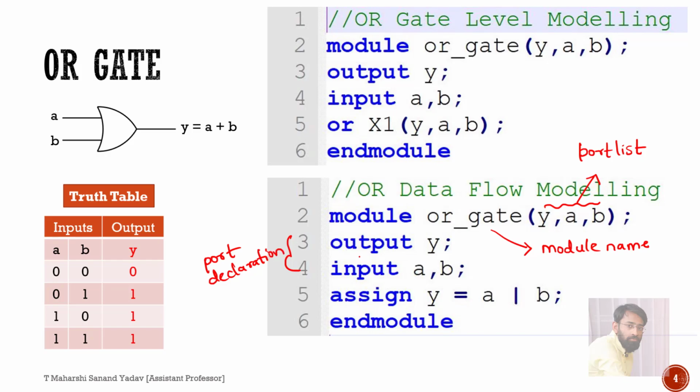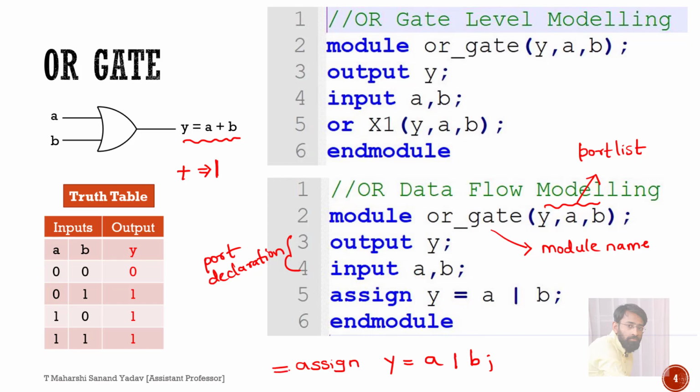Next our actual logic should be given here. So in data flow modeling, we need to use continuous assignment. Means there will be a keyword called as assign. Next y is equal to, see what the boolean expression we got is y is equal to a plus b, but it should not be indicated like this. So the operator for plus, means for or, is this line. Okay, so you need to write like this, y is equal to a or b. Next will be end module.